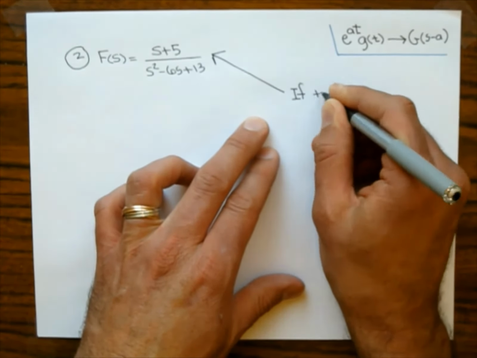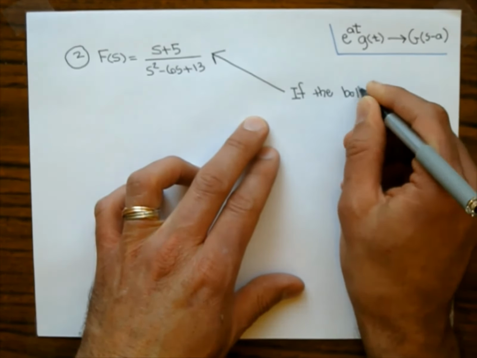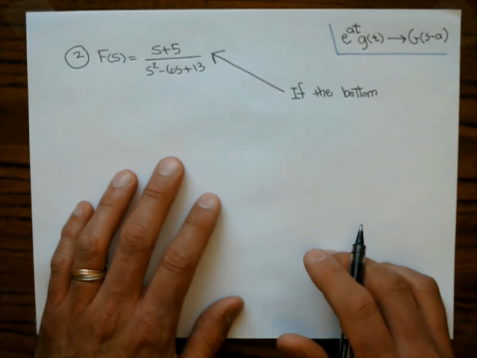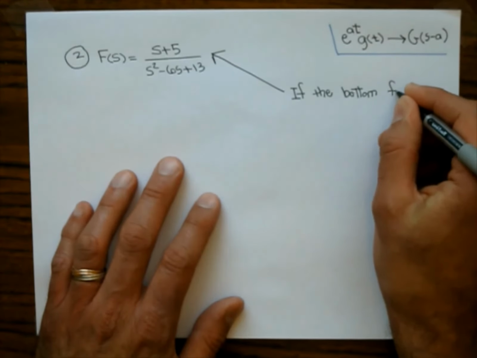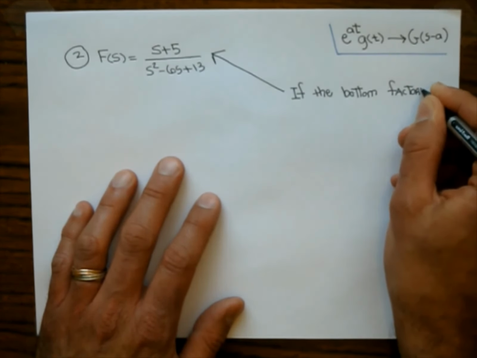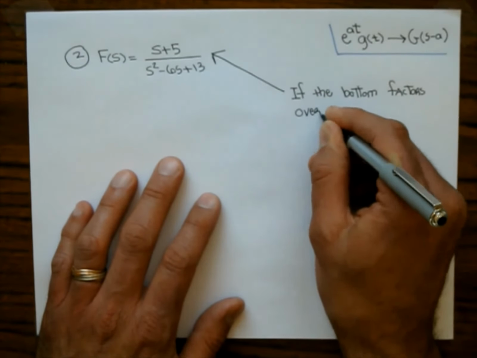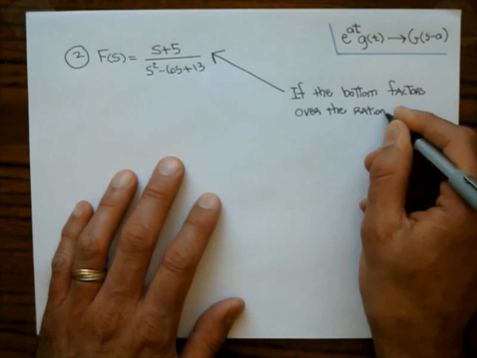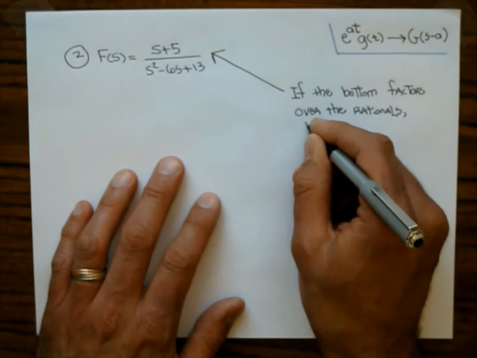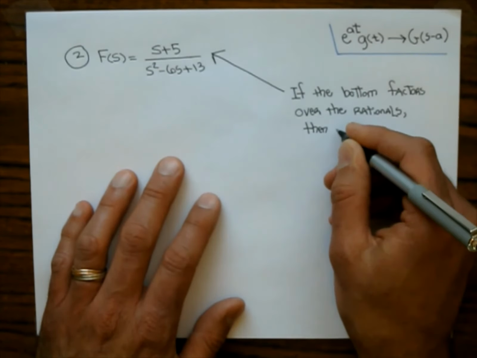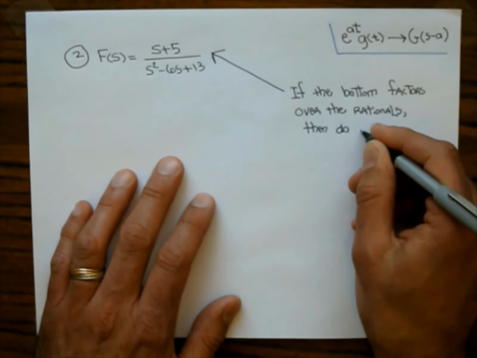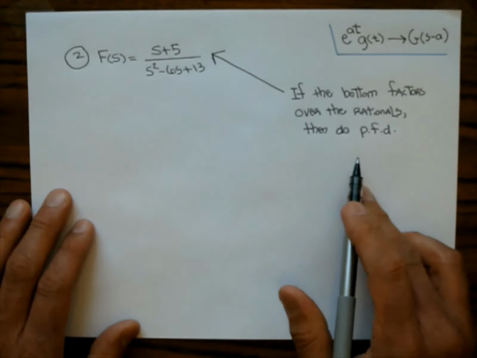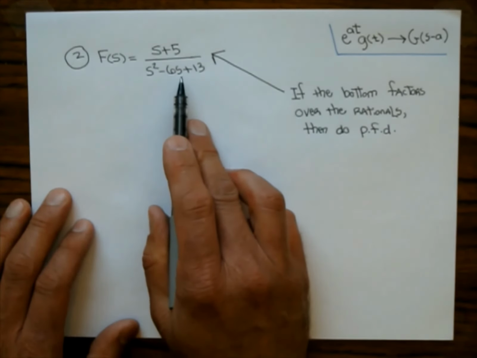So, if the bottom (I'm a math teacher, I should be saying denominator, but I try to go minimal, I try to minimize my syllables) factors over the rationals, then do partial fraction decomposition. We've done that in an earlier lecture. This does not factor. So you might say, we're done then.